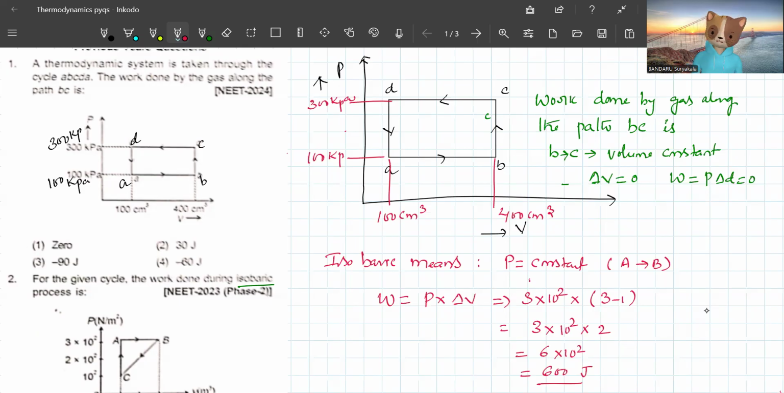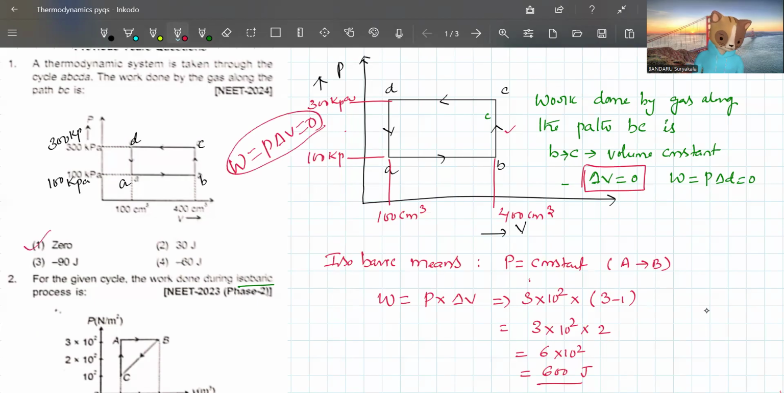This is the diagram, B to C. You see B to C is volume constant. Why? Because it is perpendicular to the volume axis. Volume constant means isochoric process. In an isochoric process, the change in volume delta V is equal to zero. So we have the formula work done is equal to P into change in volume, so it is equal to zero. So option one is the correct answer.